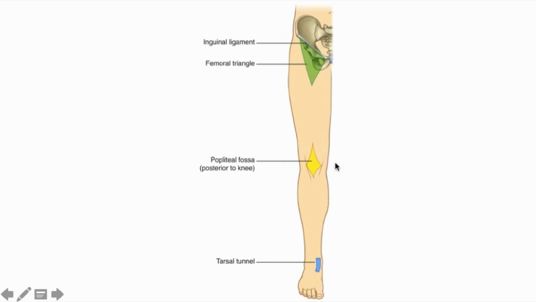I'm sure you remember from a patient encounter how we felt for the popliteal pulse behind the knee. That's important to note. Then another important space is the tarsal tunnel as we move down to the ankle area, which also houses nerves, vessels, and flexor tendons.